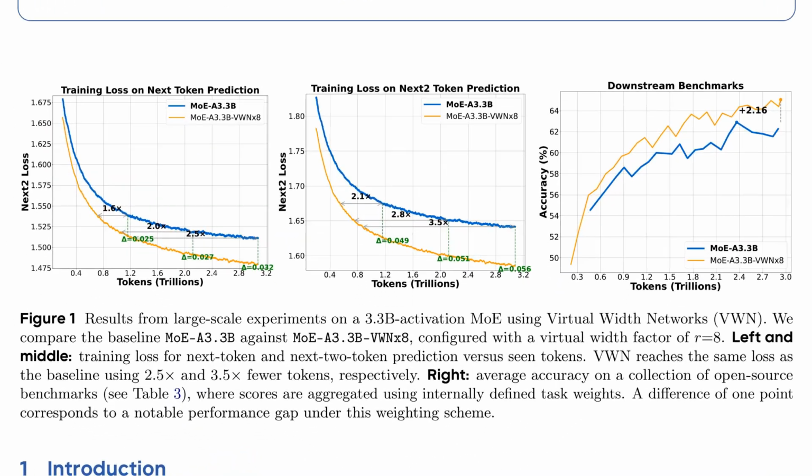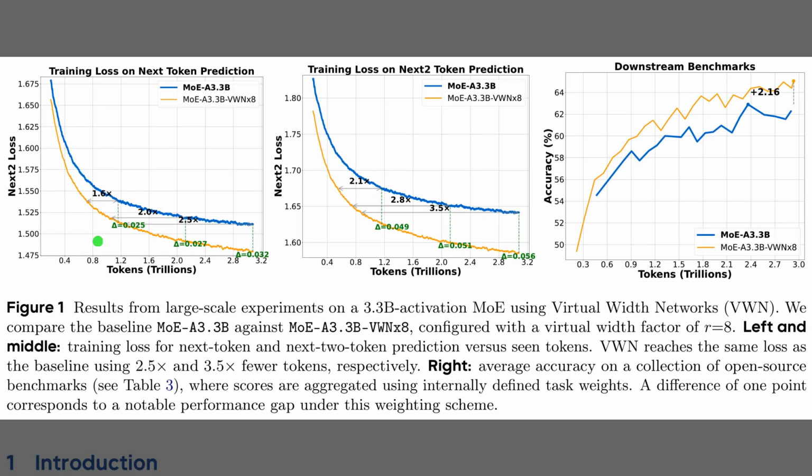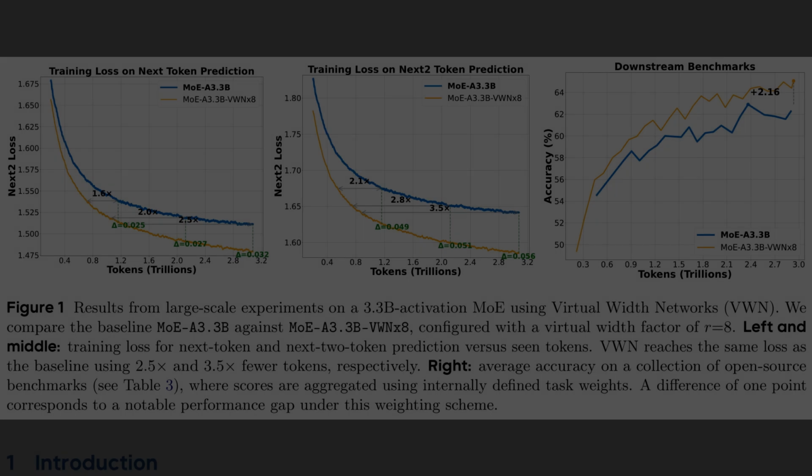So, figure 1 shows that an 8 times virtual width speeds learning without extra backbone cost. Next 2 token prediction means the model predicts 2 upcoming tokens jointly, which stresses short-range composition. The left graph charts next token loss, where the virtual model reaches the baseline using about 2.5 times fewer tokens. The middle graph reports next 2 token loss, with roughly 3.5 times fewer tokens. The right graph shows downstream accuracy higher by about 2.2 points.